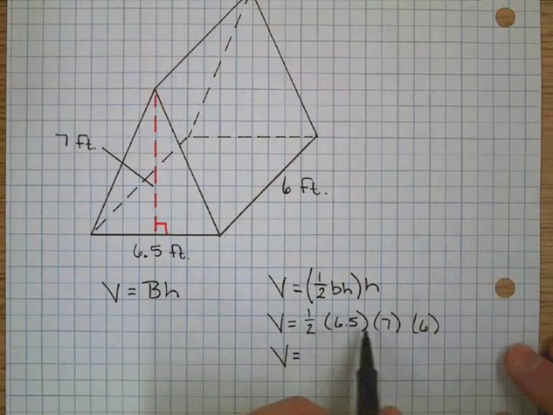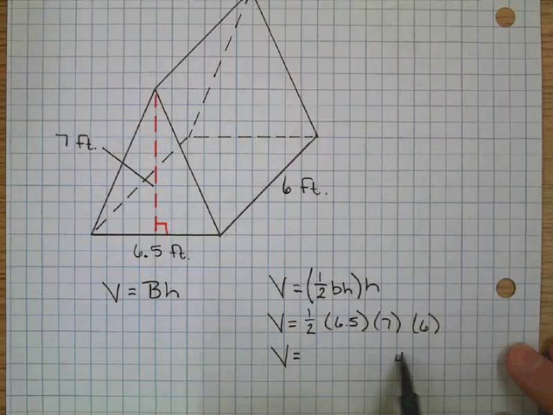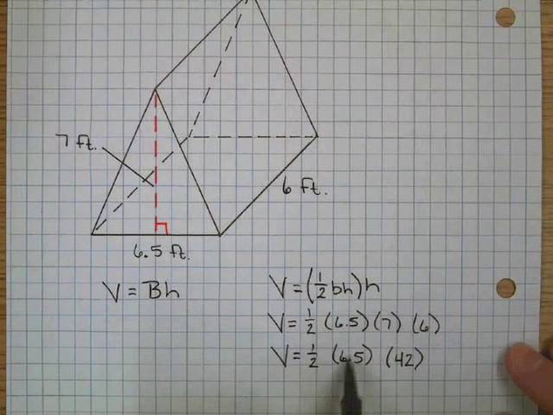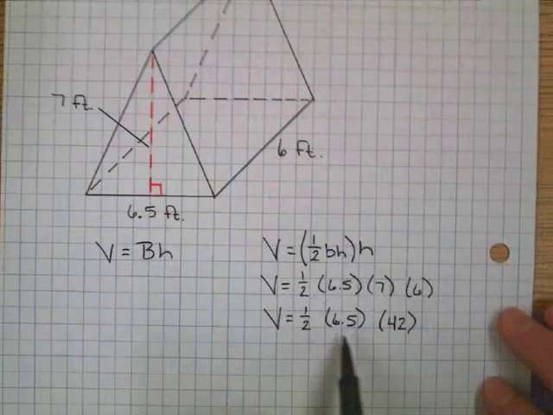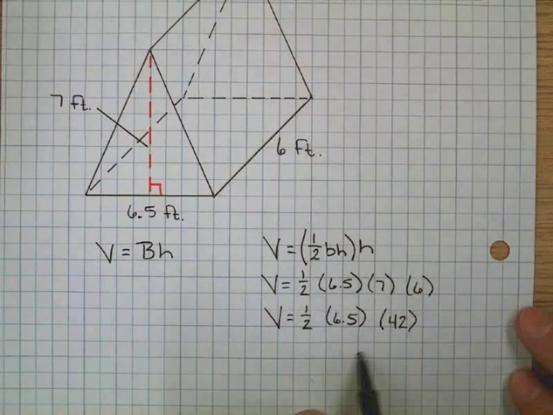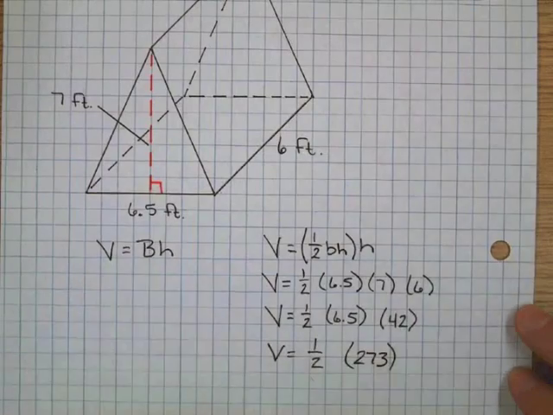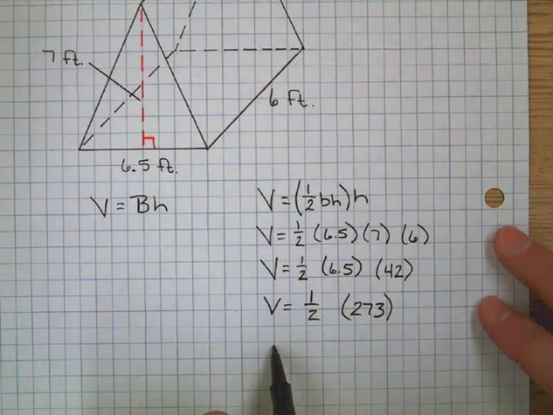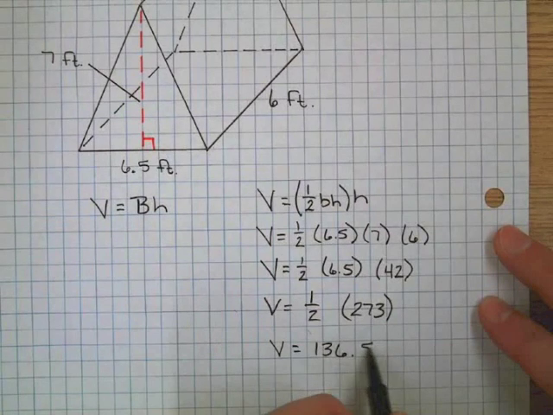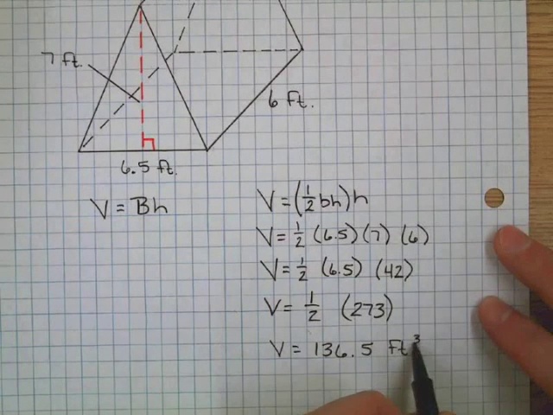So we have 1/2, and since it's multiplication again, I can do this in any order. 7 times 6, I know that's 42. So then I have 1/2 multiplied by 6 5/10 times 42. 6 5/10 times 42 works out to 273. And I'm going to take half of that still. So my volume, half of 273, is 136 and 5/10. We're measuring in feet. Since it's volume, it's cubic feet, or feet cubed.